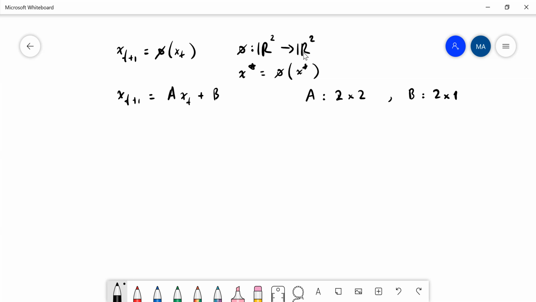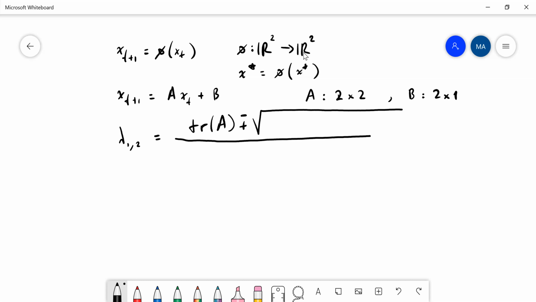Now, obviously we are interested in the eigenvalues of this. These eigenvalues, as you know, are going to be found through the characteristic equation. So you have the trace, right? The trace plus or minus the square root of trace squared minus 4 times determinant, divided by 2, right? So we know this.